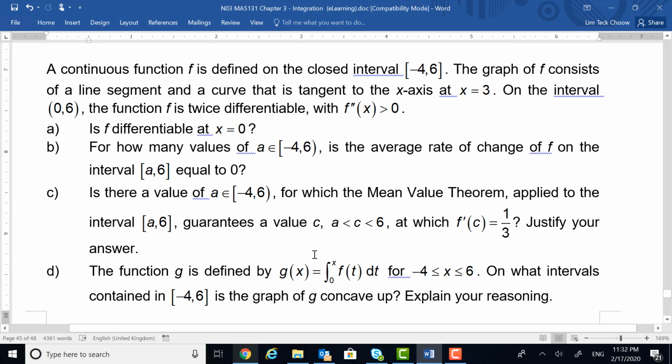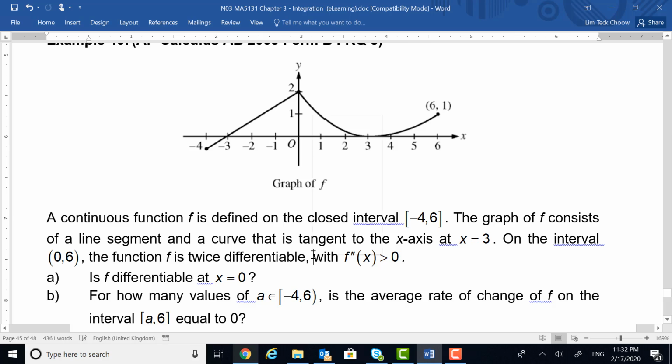So to find where the gradient is increasing, I just have to find where f(x) is increasing to conclude where g is concave upwards. Looking at the graph, f(x) increases from -4 to 0, that's one interval, and f(x) also increases from 3 to 6. So therefore, I now know that the graph is concave upwards over the interval -4 to 0 and over the interval from 3 to 6.